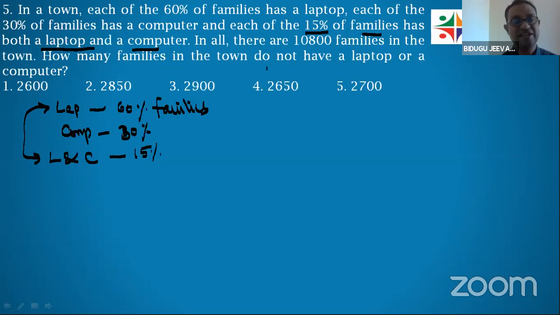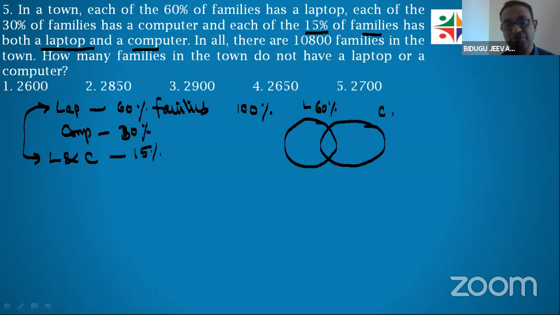Yeah, well done. Now, let me draw the picture. Whenever they're talking about percentage, I'll write the total as 100%. Now this set related to laptop, I'll take as 60%. This set related to computer, I'll take as 30%. So both is nothing but 15%. Fine. Now this is the information given. Let me read. In all, there are 10,800, that is 10,800 people. This is nothing but the total, what I assumed as 100%.